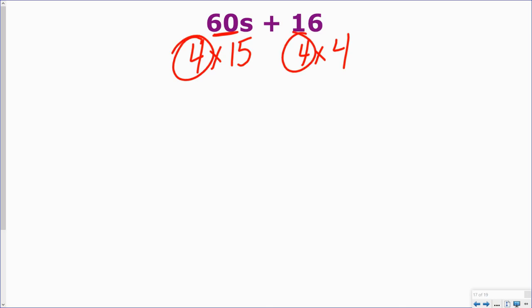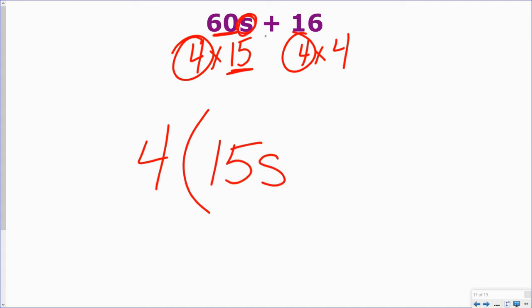So if we take a look here, I know that I have 4 multiplied by 15 gives me 60. I know that 4 multiplied by 4 gives me 16. So I know that 4 is my greatest common factor. Put the 4 on the outside here. My parentheses. Well, I know that 4 times 15 gives me 60. Again, I have the s there. It's an addition problem, so I put addition. And then I know that 4 times 4 is 16, so I would put my 4 here.